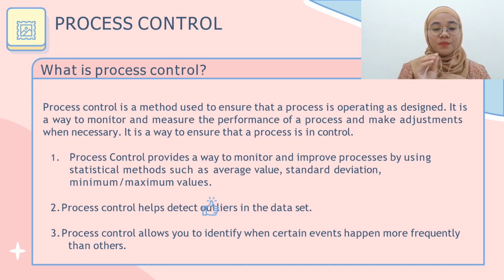Okay, first, process control provides a way to monitor and improve process by using statistical methods such as average value, standard deviation, minimum and maximum values. Second, process control helps detect outliers in the data set. And the third one is process control allows you to identify when certain events happen more frequently than others.